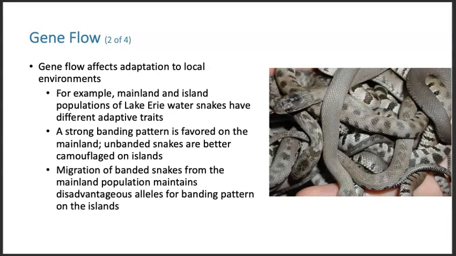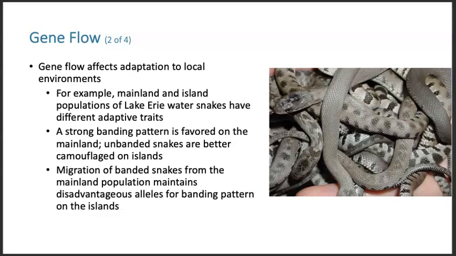Sometimes gene flow can be detrimental to organisms. And the example that we're going to go through is the Lake Erie water snake. So I know some of you don't like snakes, but they're very interesting. Take a look at these snakes. Some of them are solid in color, and light or a little bit darker. Some of them have spots. Some of those spots are very light spots. Some of those spots are very dark spots. So lots of genetic variation in these Lake Erie water snakes.